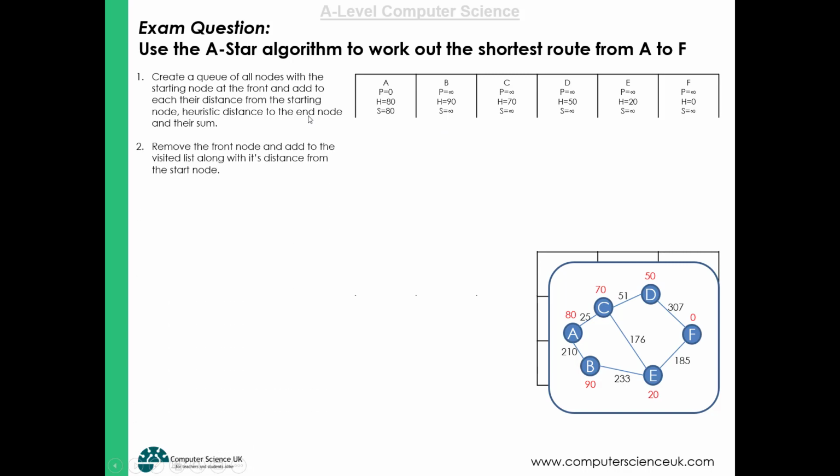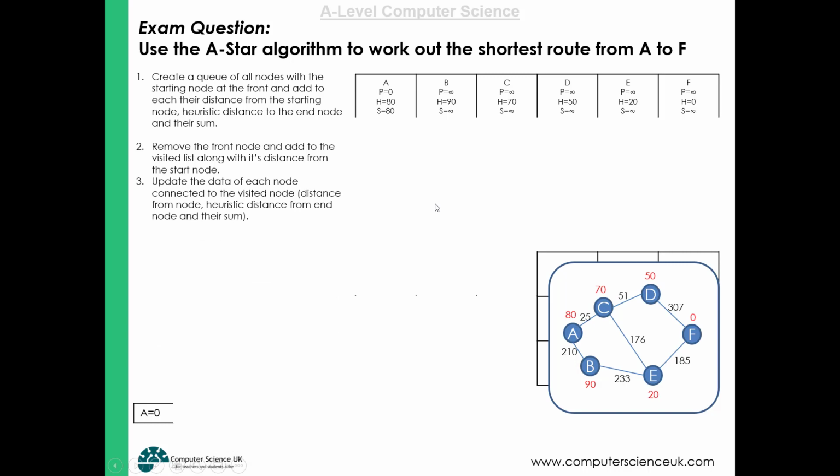Then what we do is we remove the front node and we add it to the visited list along with its distance from the starting node. Remember that when it comes down, we are only interested in the actual distance from the start. So in this case, to get from A to A at 0, we say that we visited it, and then we start to have a look at the nodes connected to A. So A is connected to C and connected to B.